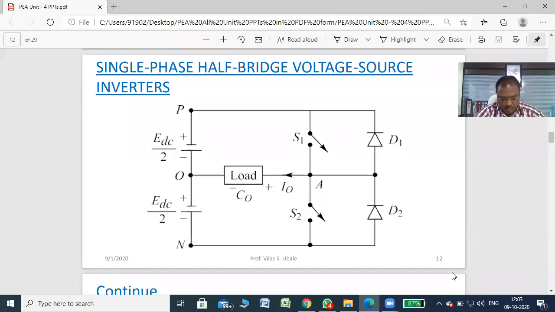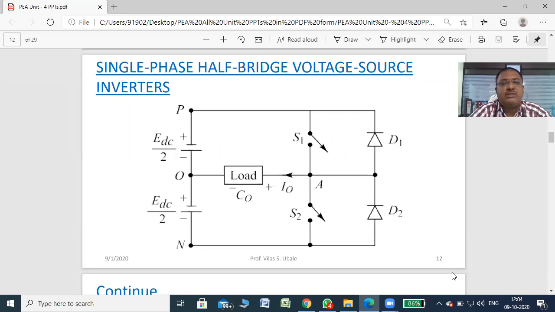Okay, so this is about the circuit. Now in this circuit we are using two switches and two diodes called freewheeling diodes, or we can say feedback diodes. These diodes are not normally used with a resistive load, but the load may be either resistive or inductive, so the diodes are always connected across the switches. S1 and S2 are both power devices. Diodes D1 and D2 are power diodes. So it's a very simple circuit.